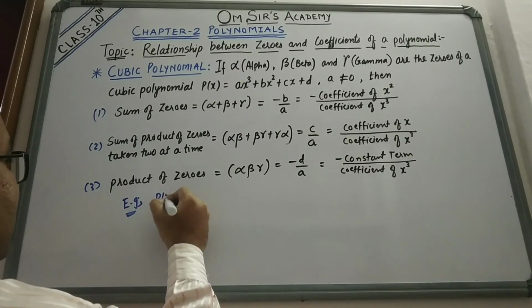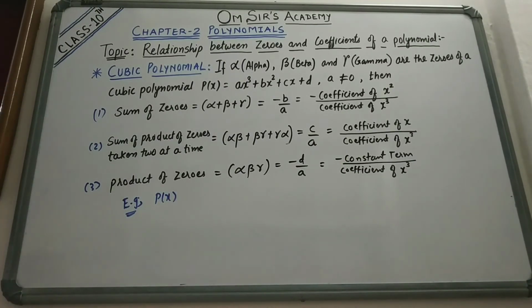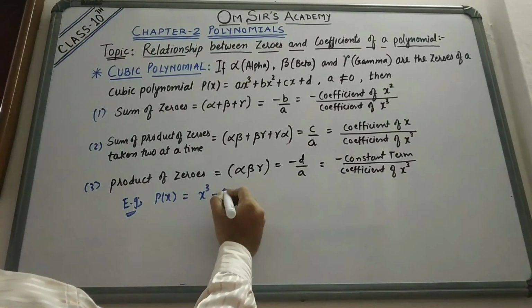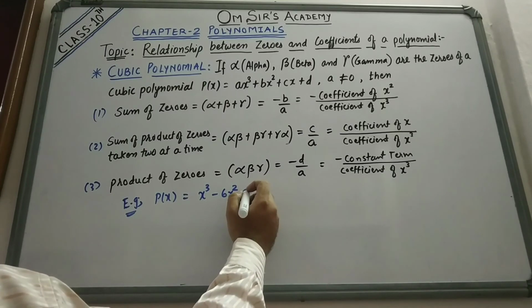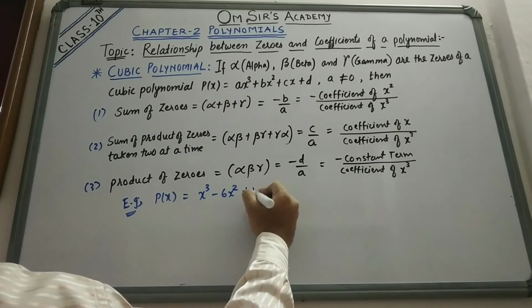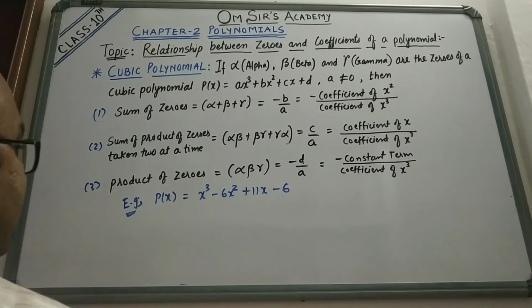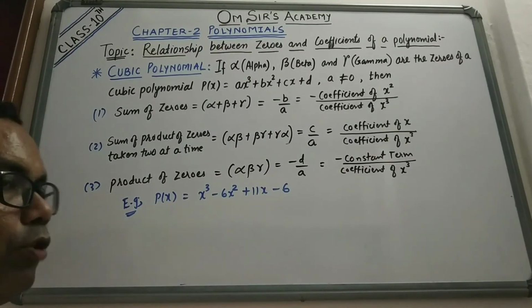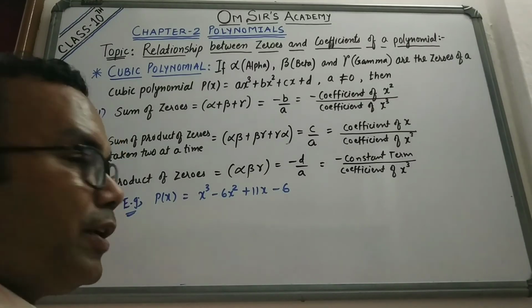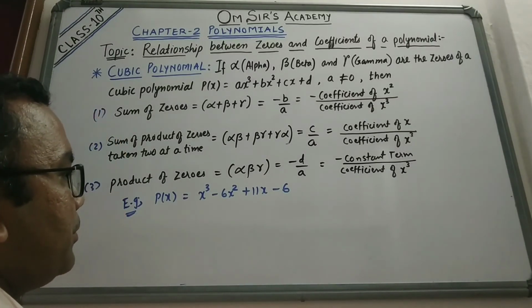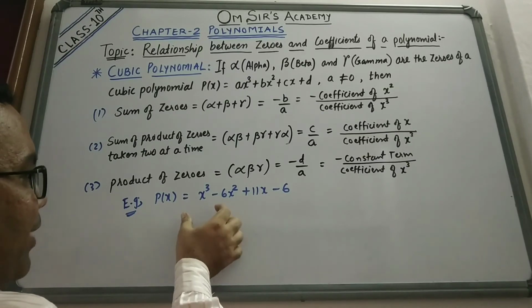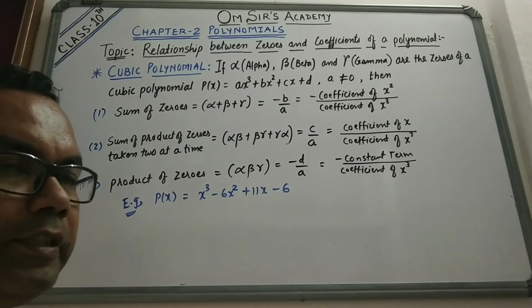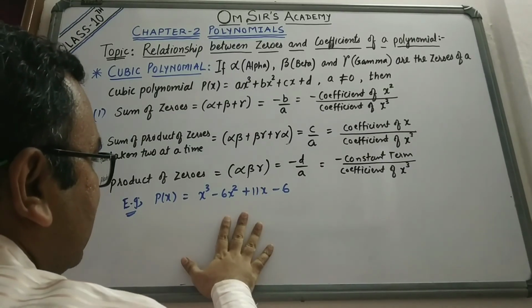Say p of x is a cubic polynomial. Say p of x is x cube minus 6x square plus 11x minus 6. Okay friends, so how can we factorize the cubic polynomial? We have already learned in class 9th. You can refer to the class 9th video session, the part on factorization of a cubic polynomial, and you'll get the answer.